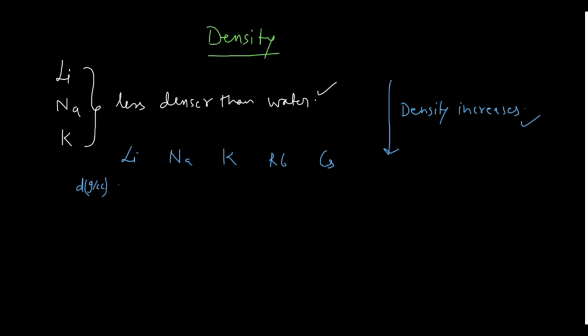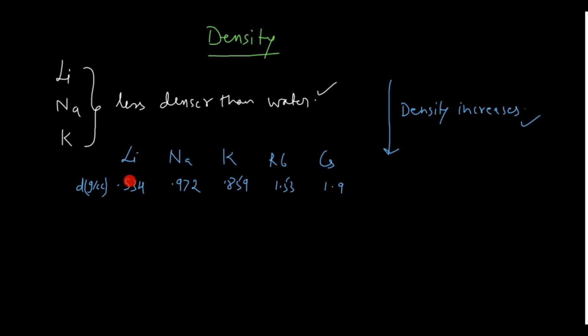Going by the data, it is not very important for you to remember the data. I have the data with me, that's why I am putting it here. 0.534 is the density of lithium, and it is at 20 degrees centigrade. If you change the temperature, the density also changes, because density is a function of temperature. For sodium it is 0.972 gram per cc, for potassium 0.859 gram per cc, for rubidium 1.53 gram per cc, and for cesium 1.9 gram per cc.